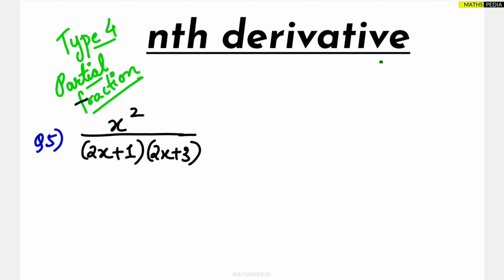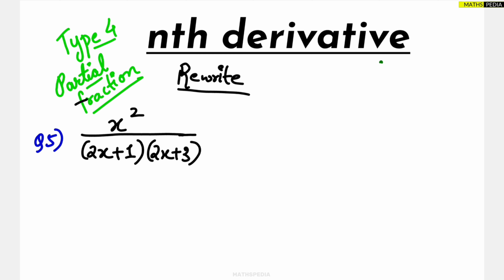So what is the meaning of this? The degree of the numerator is 2 and the denominator is also 2. Then we have to go for what? First we have to simplify the fraction. We have to rewrite the fraction. Very important step. We have to rewrite the fraction.